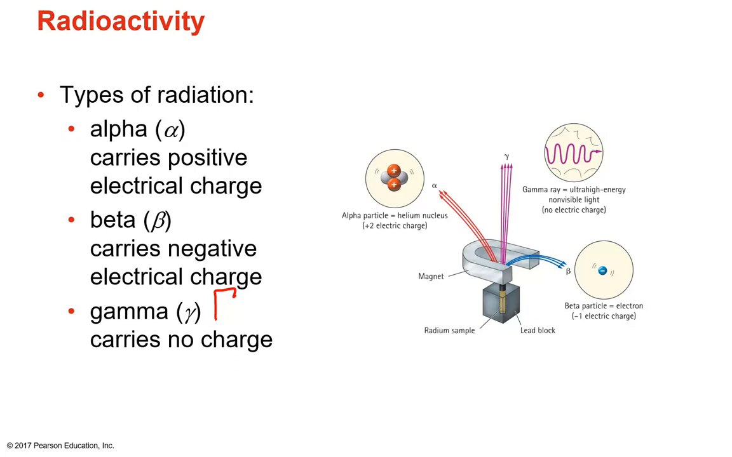So they broke this down to 3 types, and then they named them based on their penetrating power. Penetrating power is how easy it is to stop this radiation. So the first one, alpha radiation, is very easy to stop. If I take a piece of paper and I hold it between me and the radioactive source, it'll completely stop it.